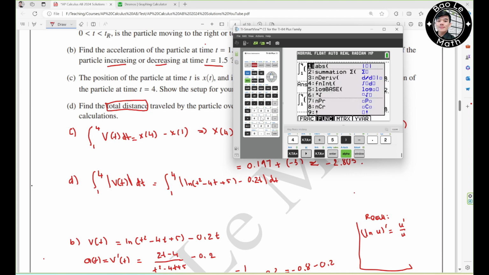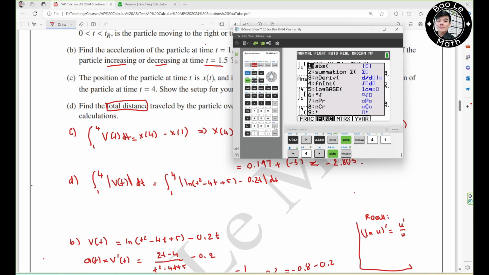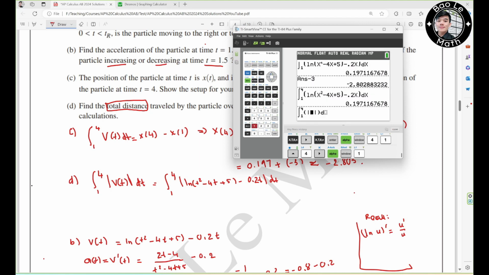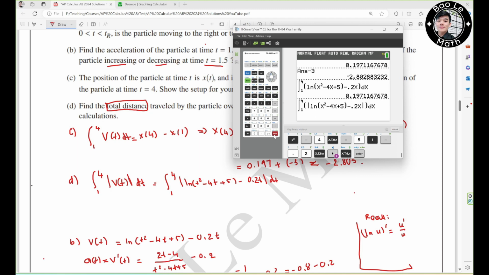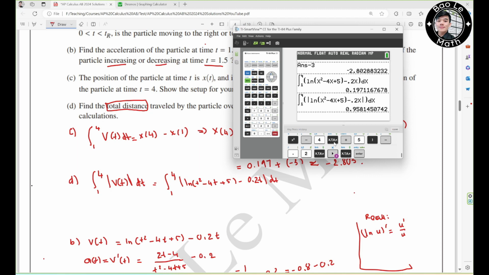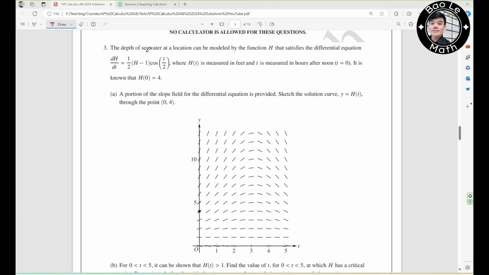Alpha window number 4, integral from 1 to 4. Alright, so we need to hit absolute value, so we hit alpha window number 1 right here. Absolute value of natural log of s squared minus 4s plus 5, minus 0.2s, ds. Hit enter. Alright, 0.958. Approximately 0.958. Let's move on to question number 3.